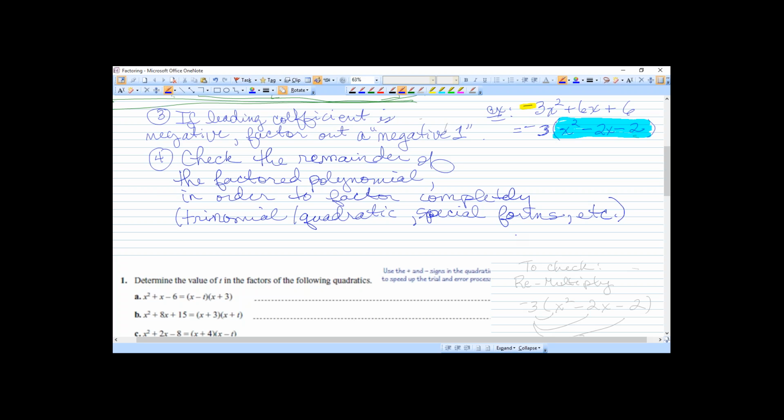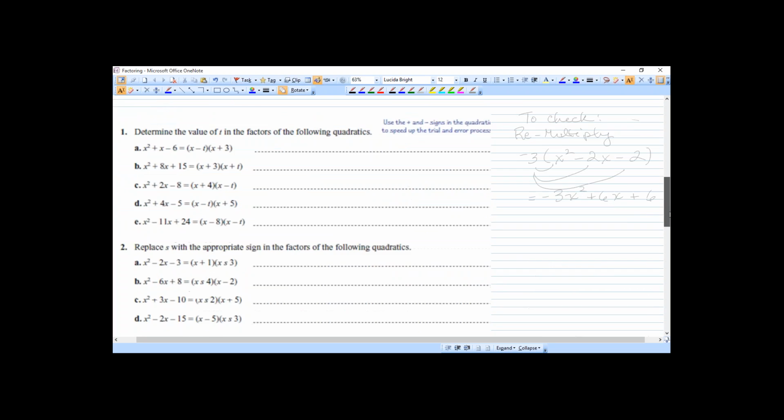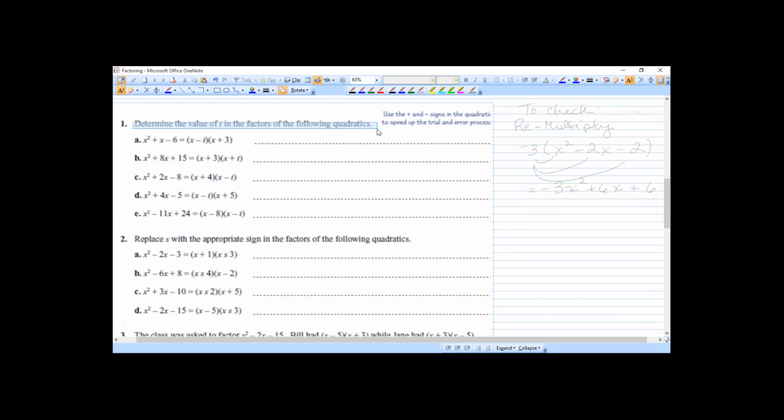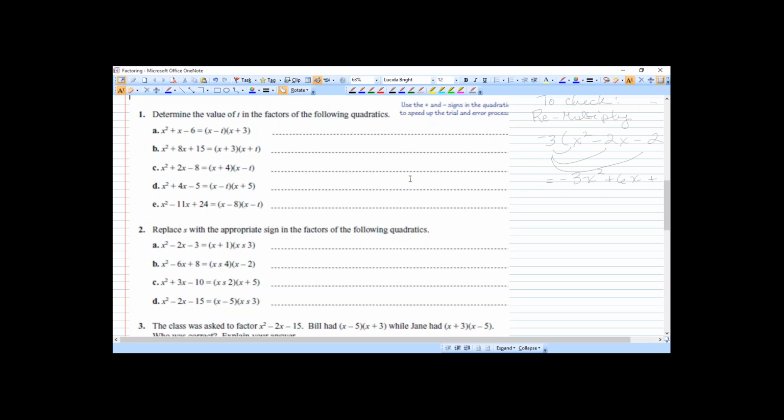Okay, here we are. So here are our trinomials, and I have these examples out for us. All right, let's look at this. Determine the value of t in the factors of the following quadratics.